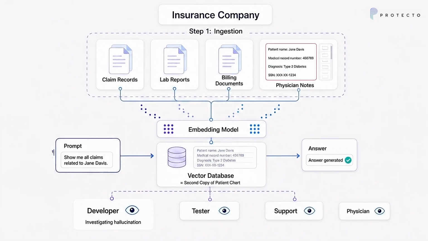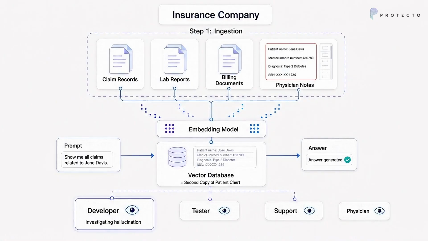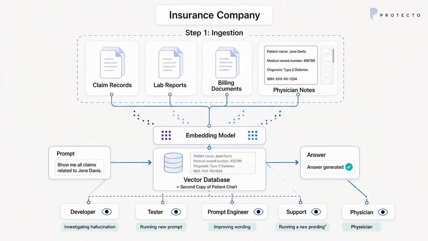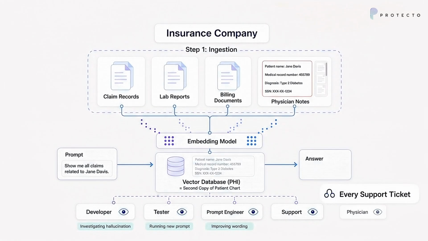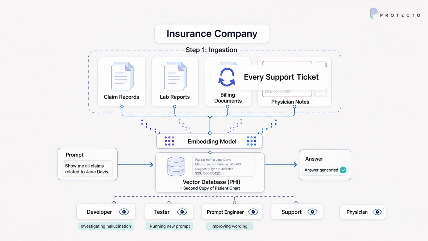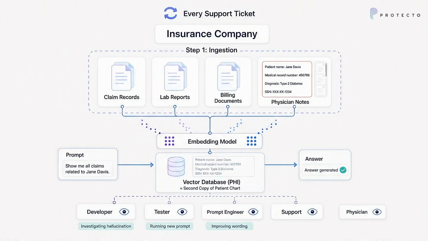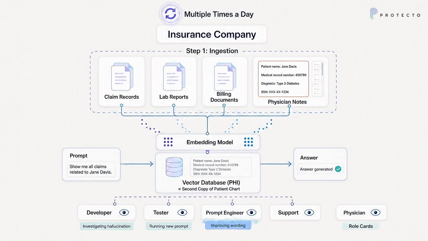A developer investigating why the model hallucinated last week. A tester running a new prompt through the same environment. A prompt engineer trying to improve the wording of the answer. Every one of them now has access to protected health information they never needed for their job. This isn't a rare edge case. It happens every time someone opens a ticket, tests a prompt, or debugs an answer, which for an active AI product is multiple times a day. The answer was correct. The path to it wasn't.